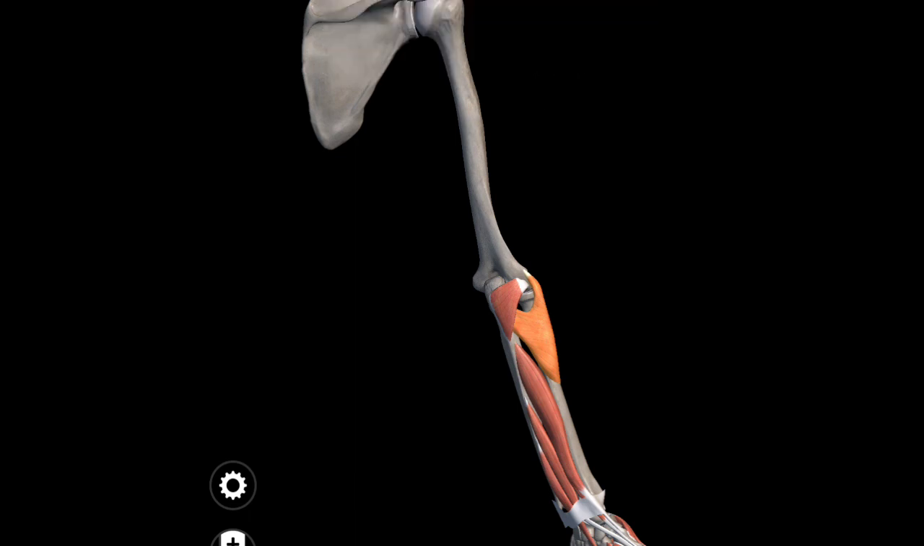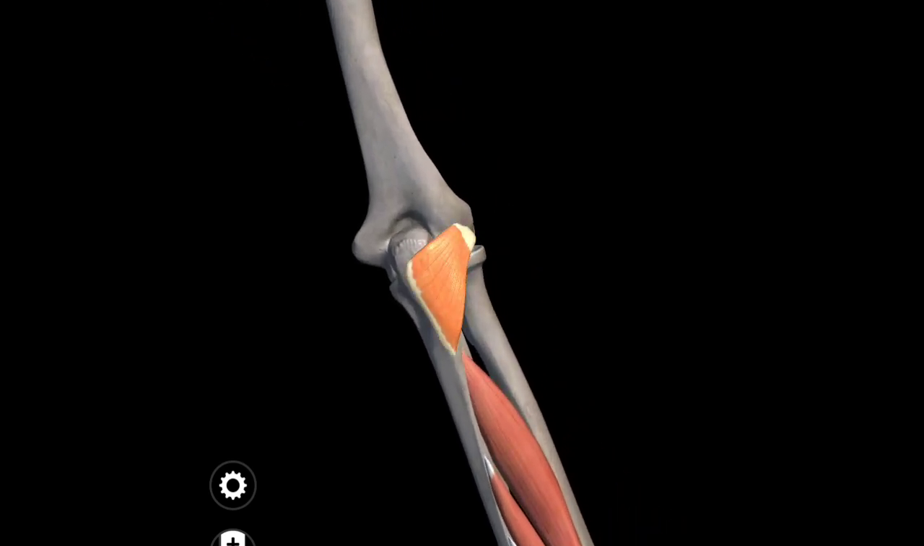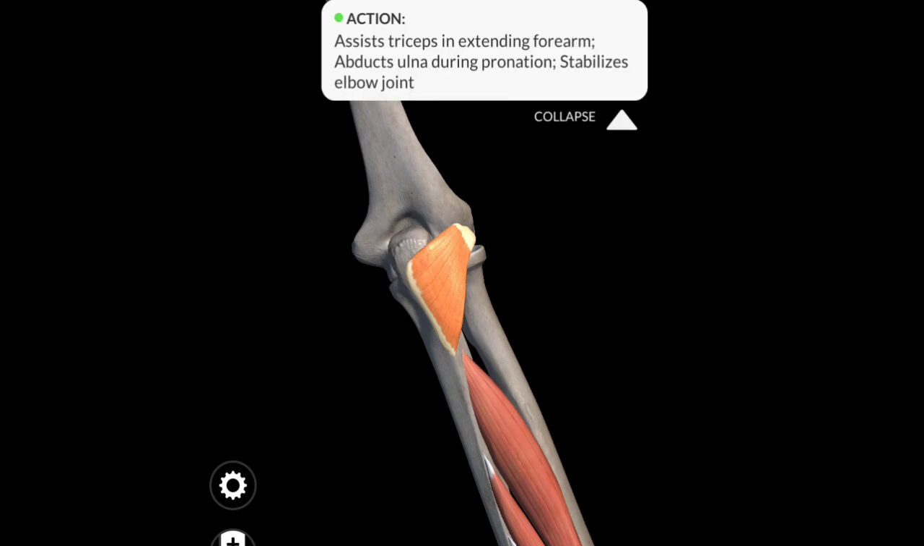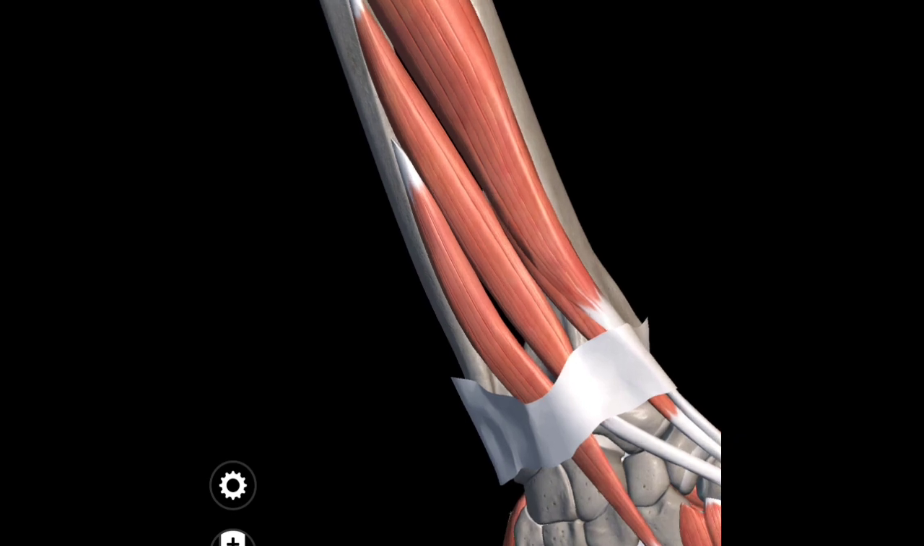This is supplied by the deep branch of the radial nerve. Okay. Now here you can see this is the anconeus muscle, and the anconeus muscle is also supplied by the radial nerve. Now here you can see these are the three muscles.